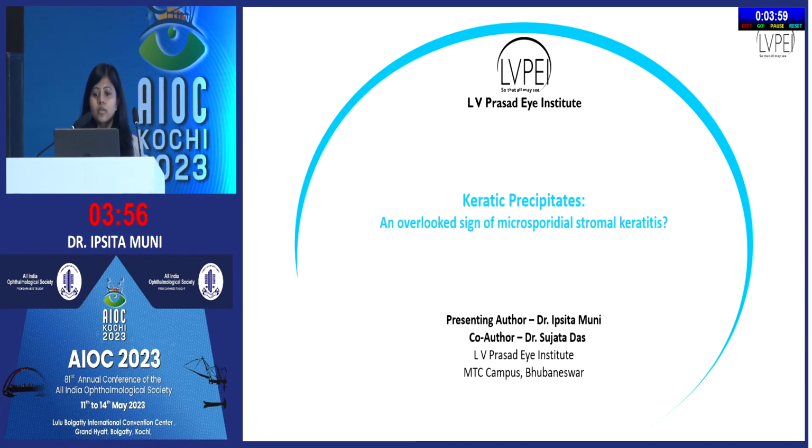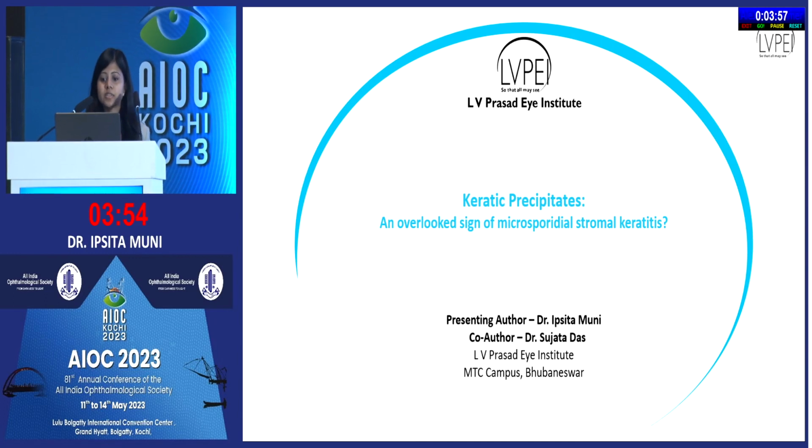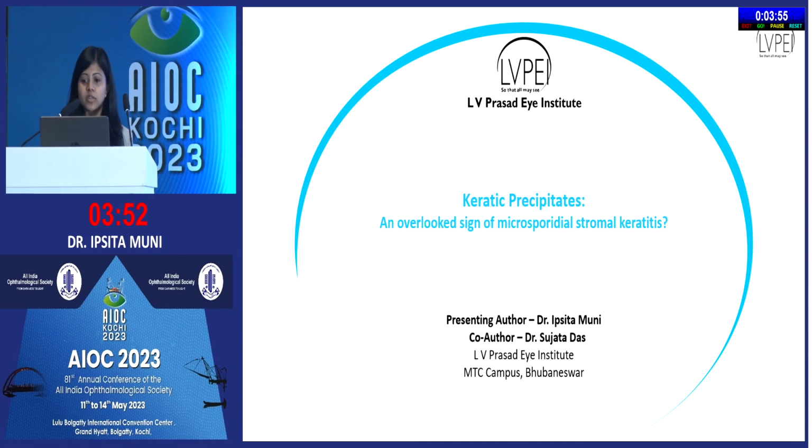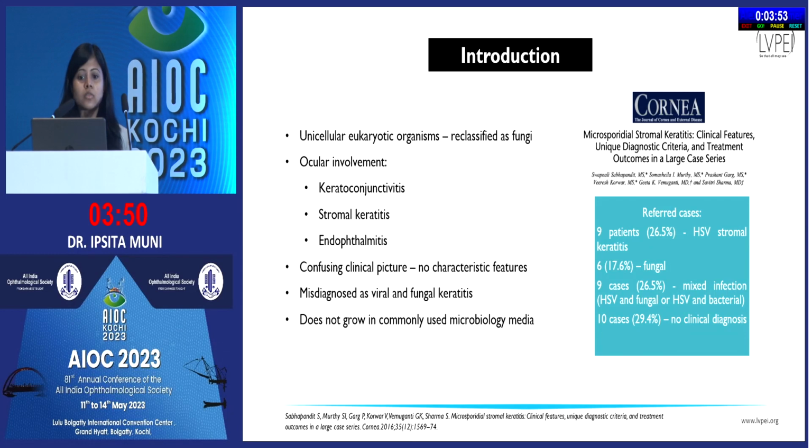Good morning to all. My presentation is titled Keratic Precipitates, an Overlooked Sign of Microsporidial Stromal Keratitis. To introduce my topic, microsporidia are unicellular eukaryotic organisms which have been reclassified as fungi. In the eye, they may cause keratoconjunctivitis, stromal keratitis, or endophthalmitis. Stromal keratitis is generally described as multifocal, coarse, anterior to deep stromal infiltrates. Due to lack of distinctive clinical features, it is commonly misdiagnosed as viral or fungal keratitis.